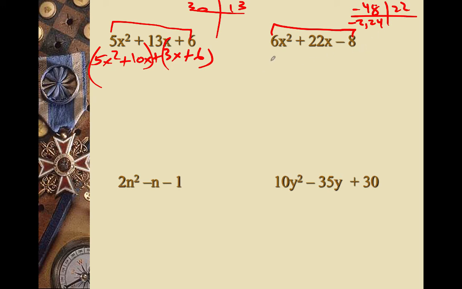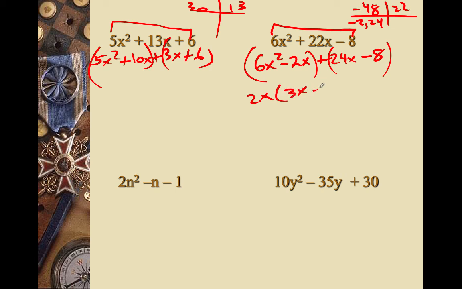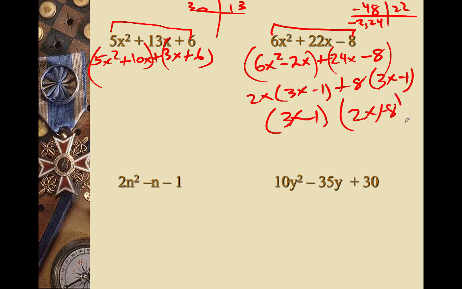Here, pro tip, pay attention. If you have a negative and a positive, always put the negative one first. Then you don't have to worry about that little negative issue that we just talked about on the last problem. When we group, take out a 2x, 3x minus 1. Take out a, what do we take? 8, 3x minus 1. Oh, magic? No, math. 3x minus 1, 2x plus 8.